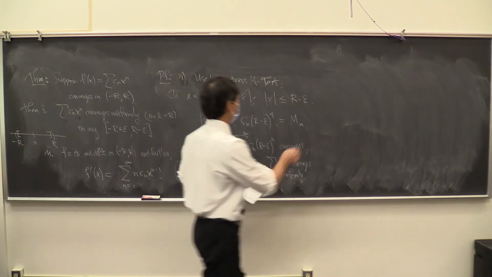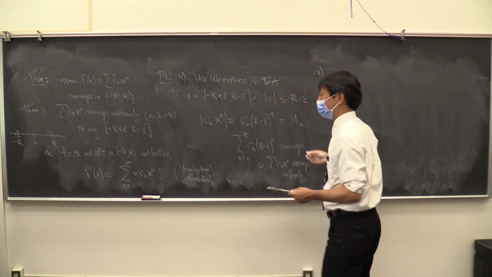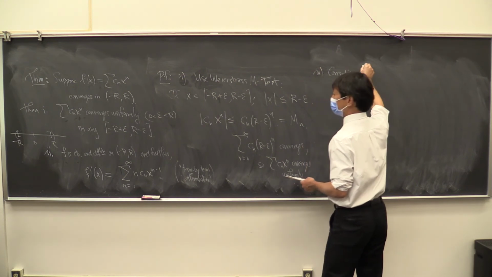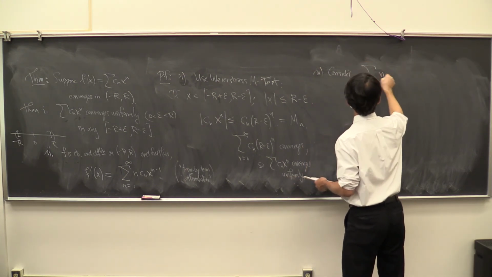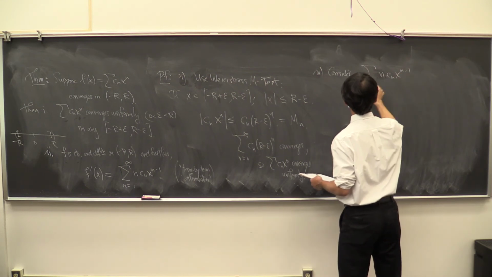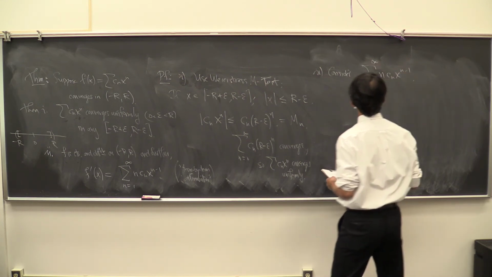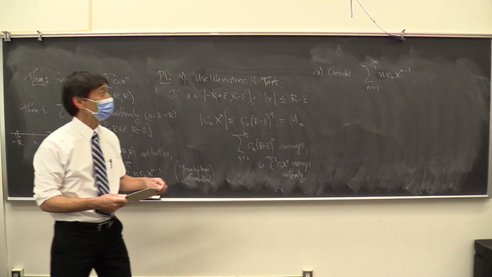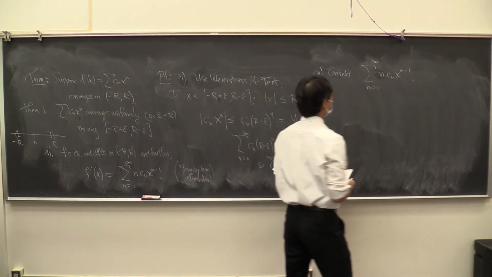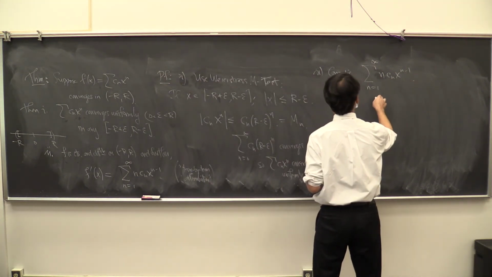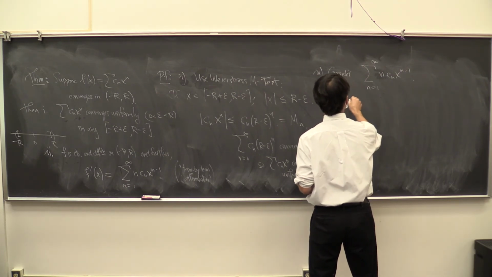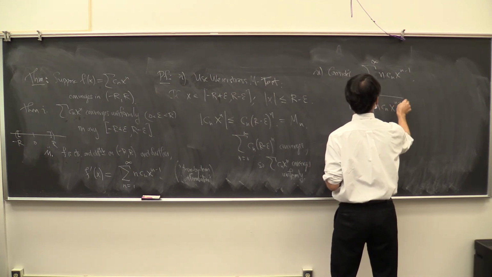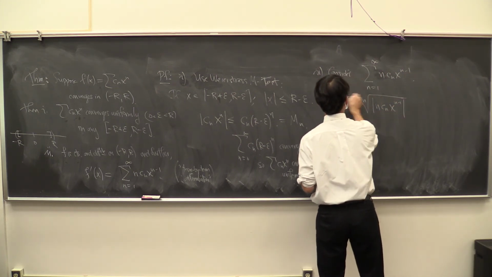Okay. Part 2. It's actually not hard. So you think, consider this thing: summation n c sub n x to the n minus 1 from n equals 1 to infinity. This series that we're hoping will correspond to our derivative. If we think about its radius of convergence, we're going to take the lim sup of the nth root of the absolute value of n c sub n x to the n minus 1.